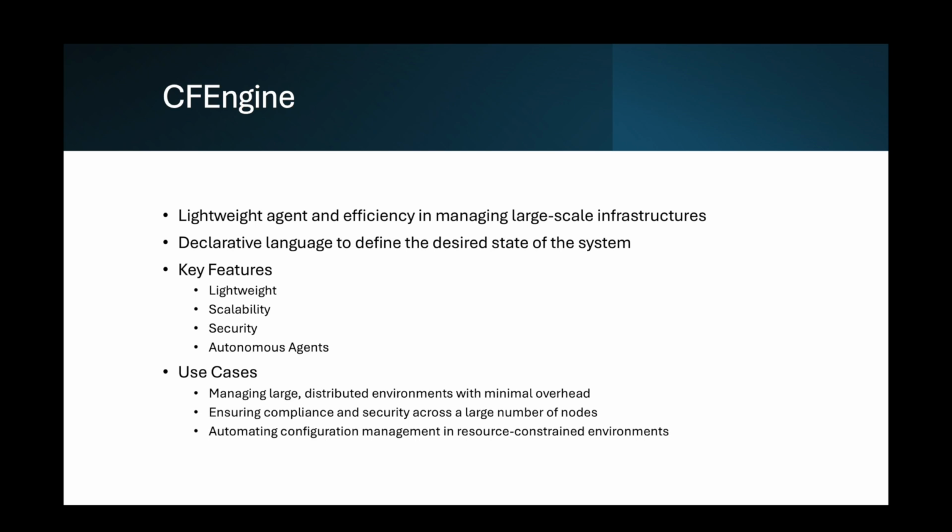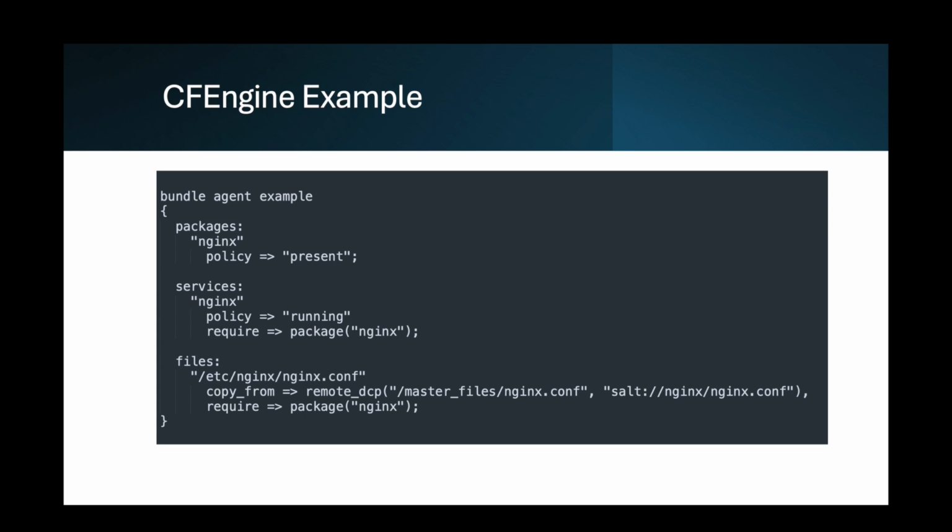An example file for CFEngine looks something like this, where you provide a bundle agent example. In this particular case, we have package nginx, policy is present. For services, you need nginx, I want policy to be running and require package nginx. And for files, I'll provide the configuration file, etc nginx nginx.conf, and copy from a particular path, and provide a salt for that particular case and require package nginx. So this is how CFEngine works.